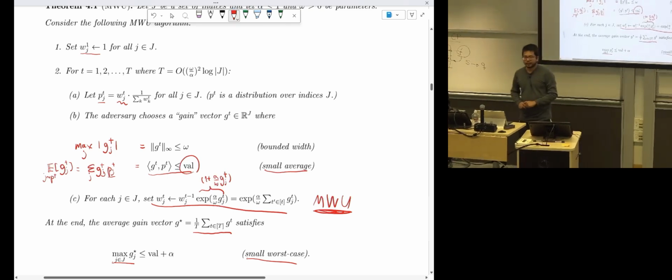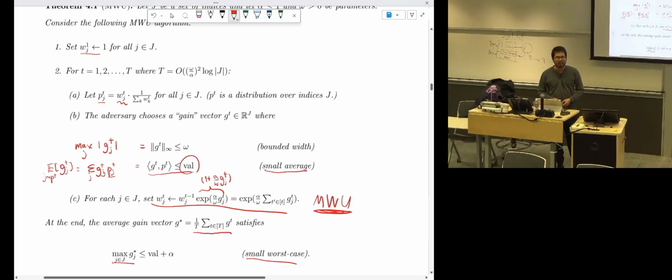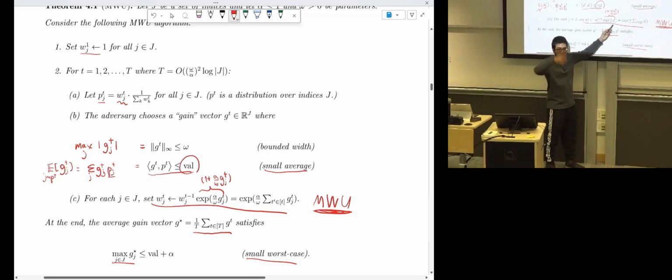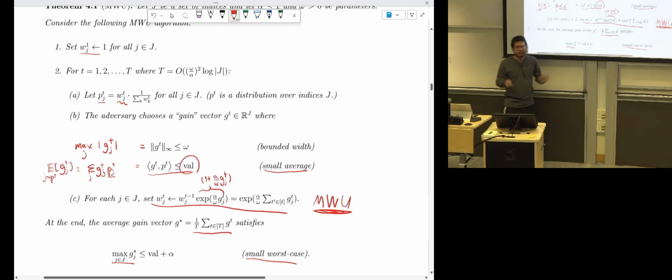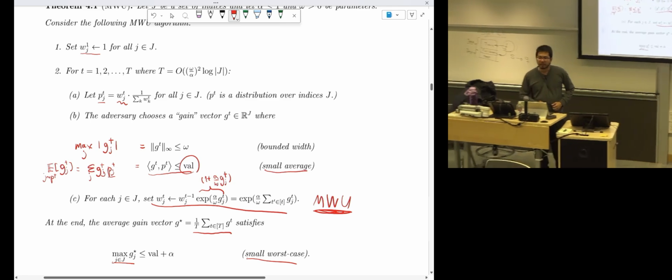Okay. So basically, this is one algorithm to invest, for example. Just update the weight according to the gain multiplicatively, and you are guaranteed that you have no regret in this sense. Okay. Questions? All right.